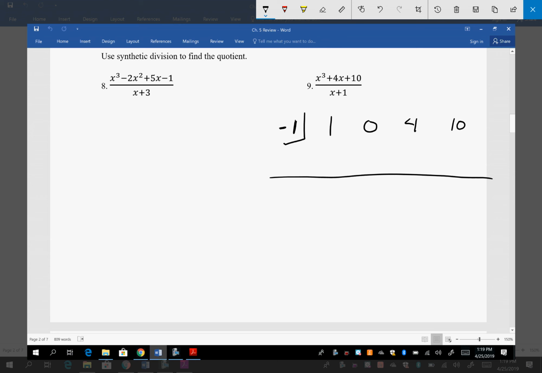Good times, right? All right, should we go slow here? You want to go fast? Fast, let's do it. Okay, bring down the 1. 1 times -1 is -1. Add them together, you get -1. -1 times -1 is 1. 4 times 1 is 5. 5 times 1 is -5. Add them together and you get 5. Should I do it again slow? You said fast, Kayla. Faster than that? Yes. Okay. Let me see if I can do it faster than that.